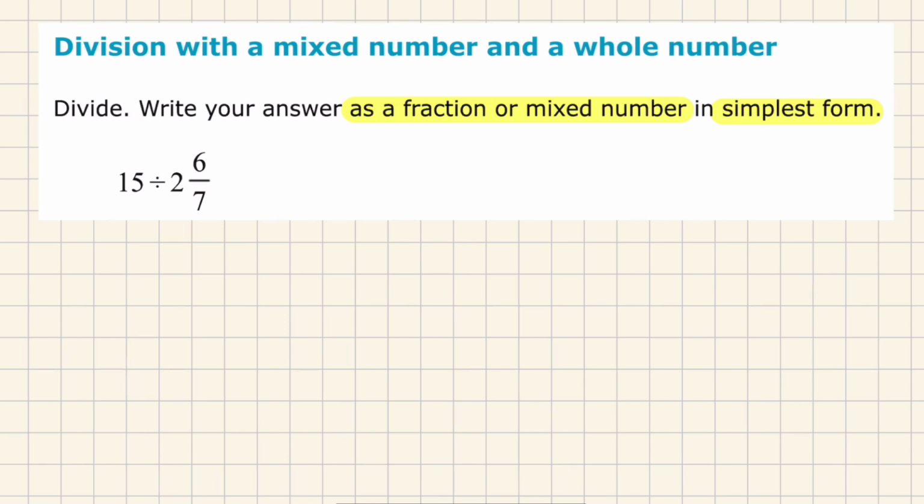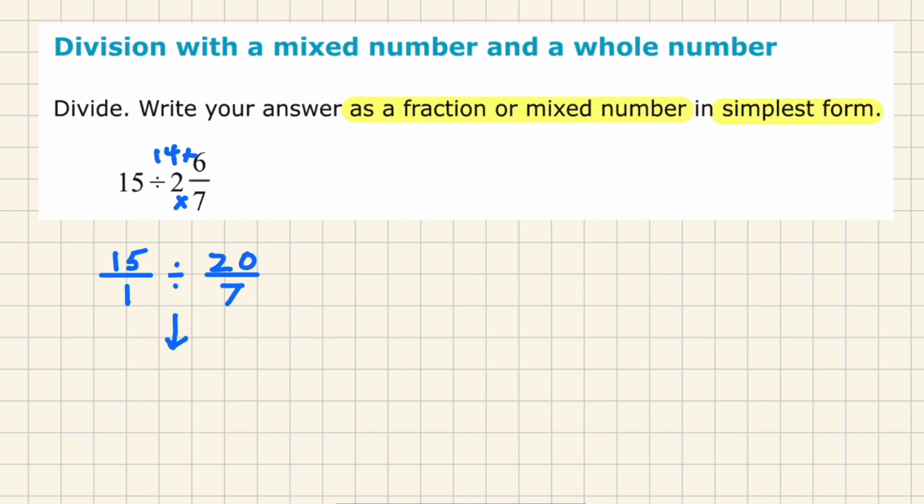So 15 would be written as 15 over 1 divided by rewriting the mixed number as an improper fraction. We would multiply 2 and 7 to get 14, and then add the numerator 6. This would give me 20, and the denominator would still be 7. And you can see here that we've rewritten this in such a way that we have division of two fractions.